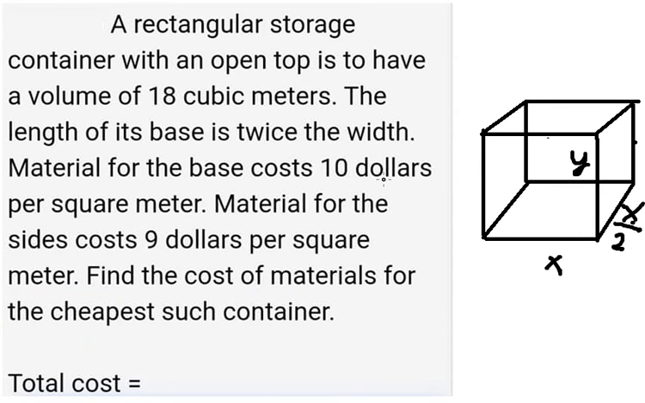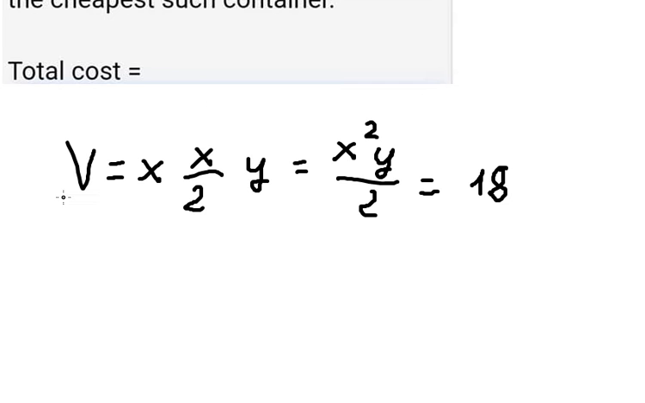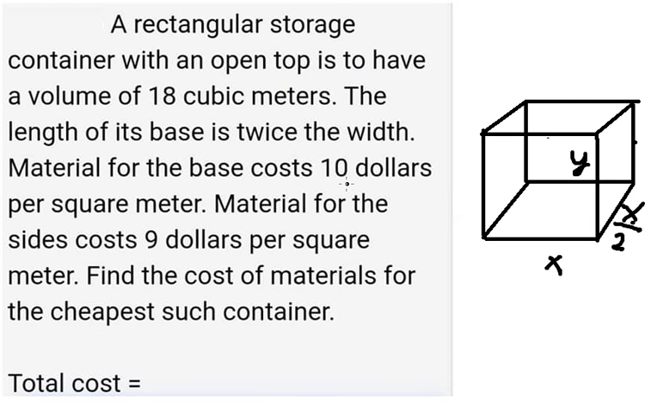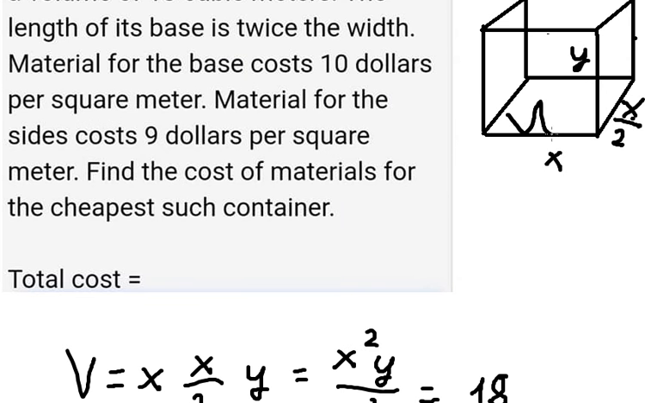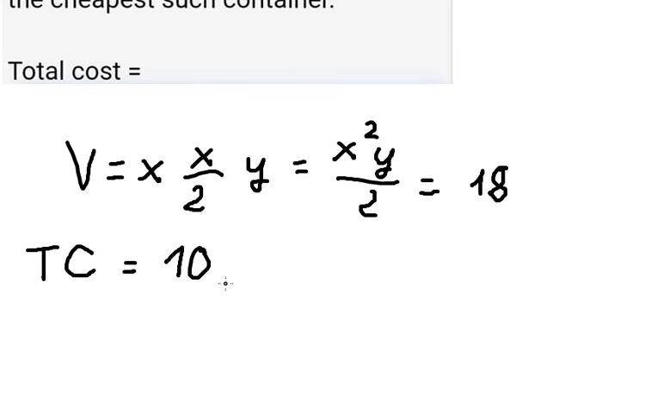The next one, material for the base costs $10 per square meter. Here is the base. So the total cost I can put in here. We have 10 multiplied by the area of the base, so we have S multiplied by S over 2.